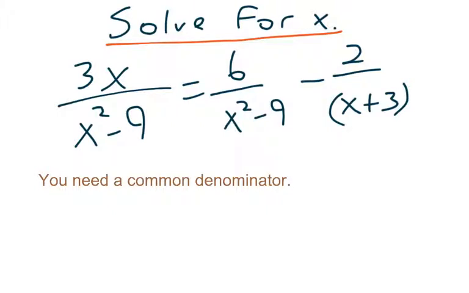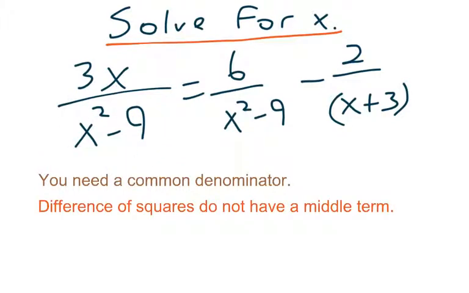So these two we don't need to do anything with, they're already common, but this one we need to do something with, or multiply it by something. So what do you know about this x squared minus 9? Well, difference of squares do not have a middle term, so this is really going to be x plus 3, x minus 3. That's what that breaks down into.